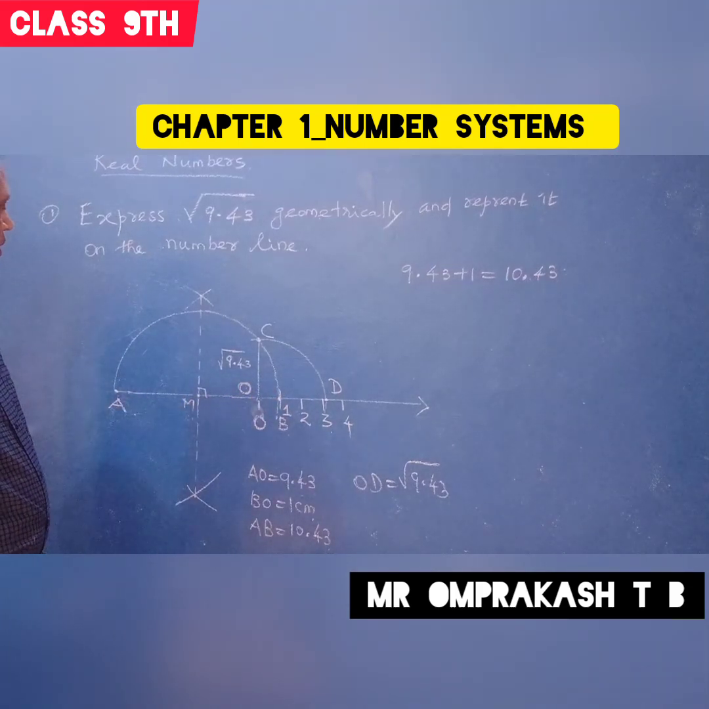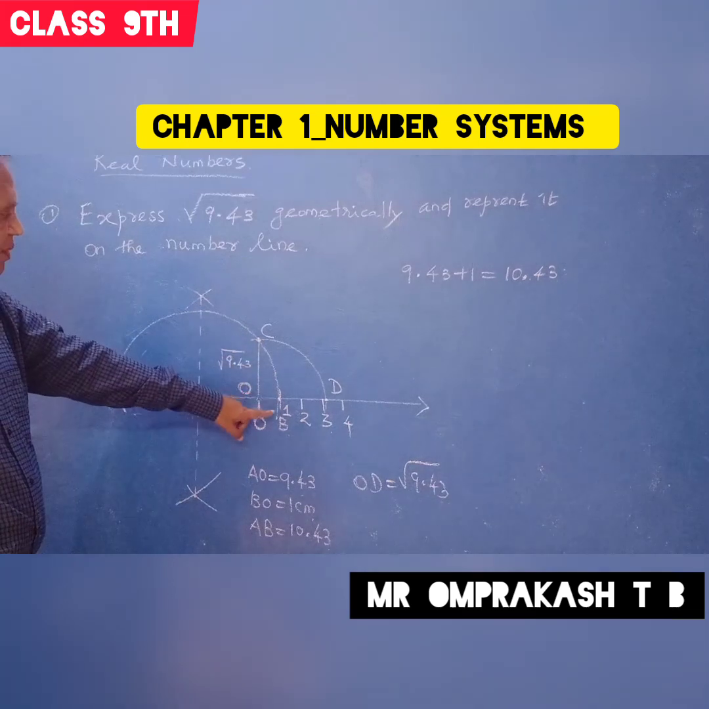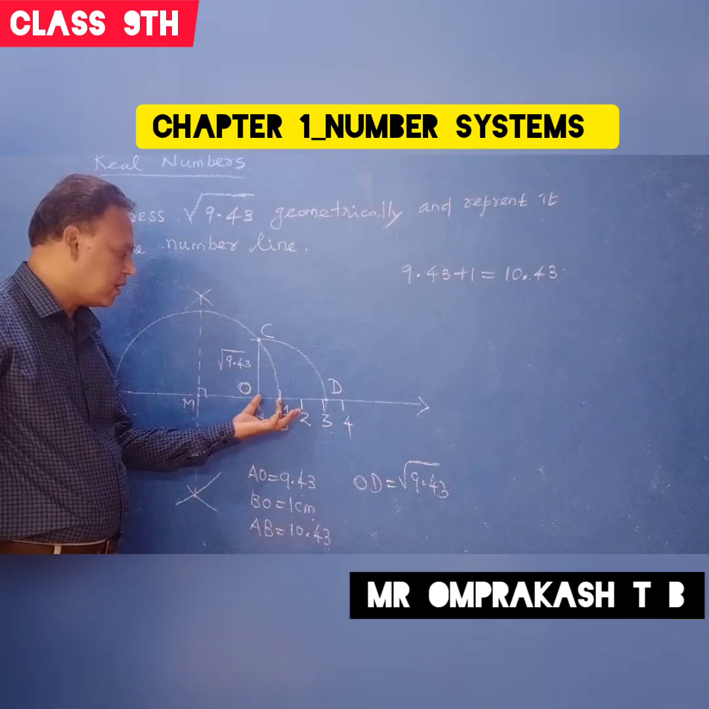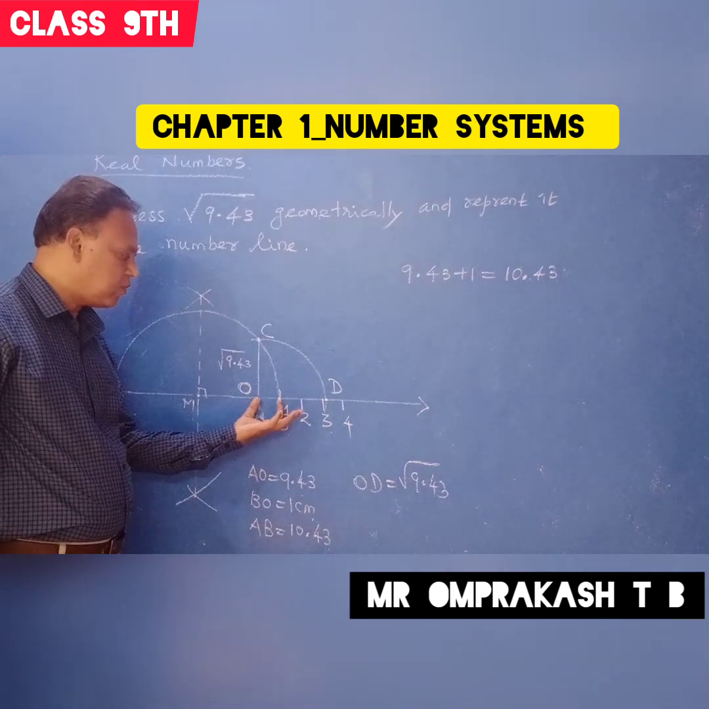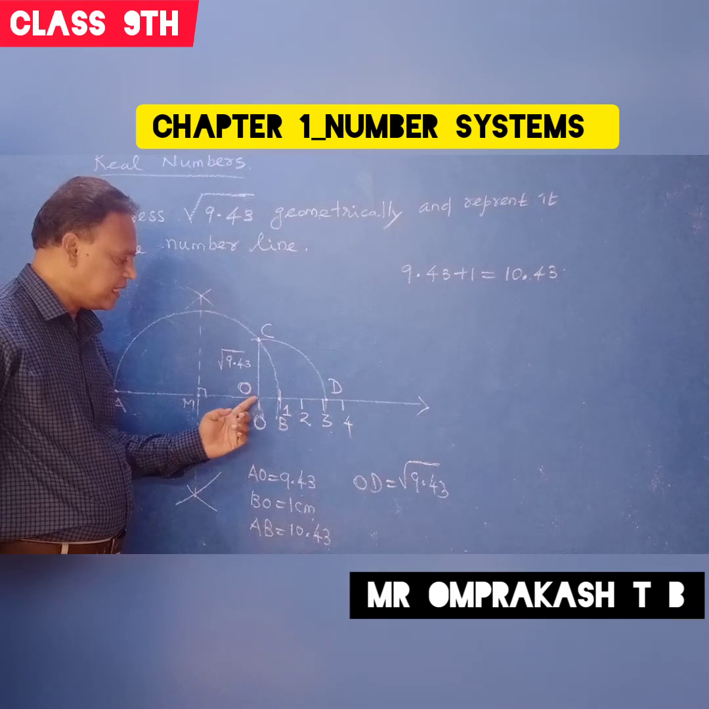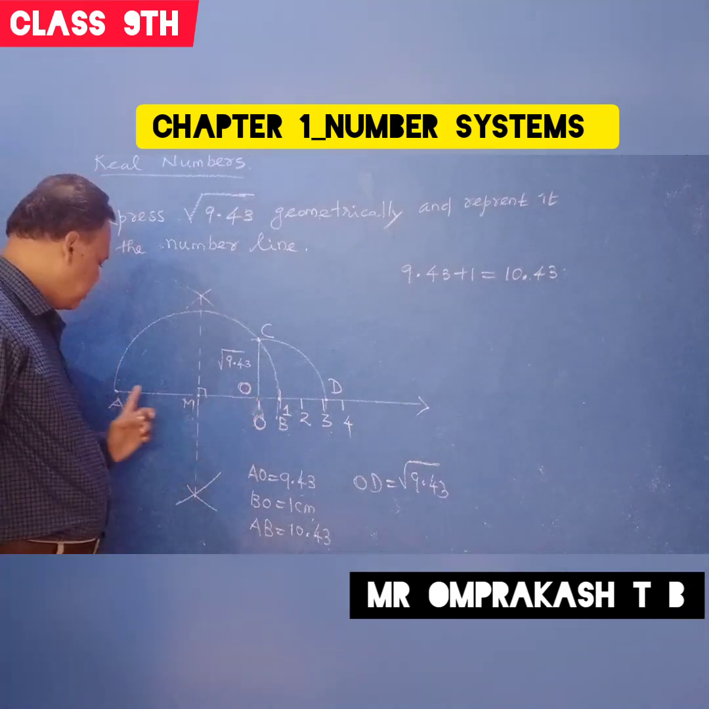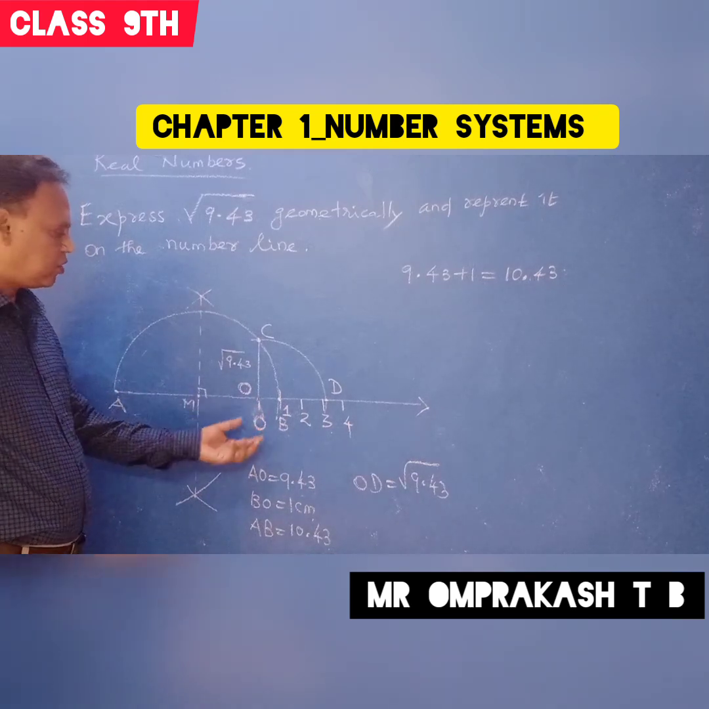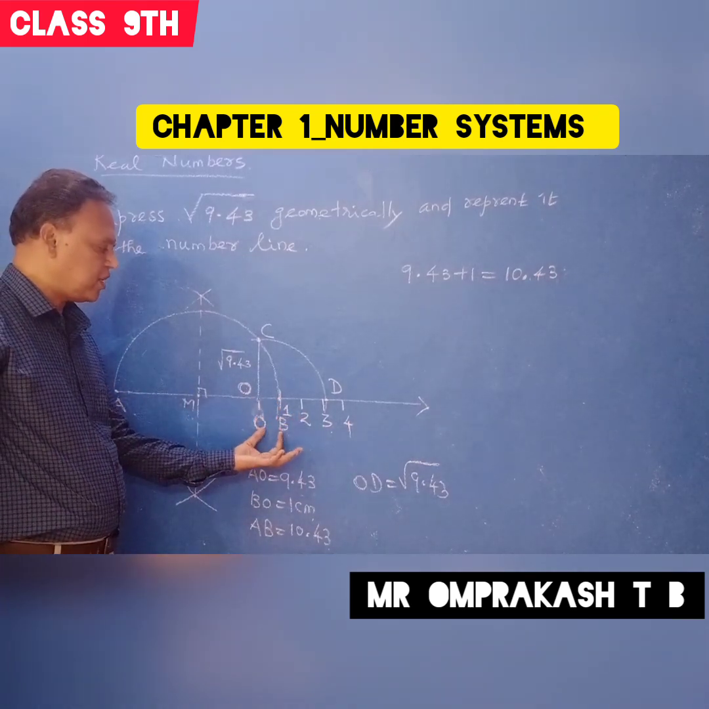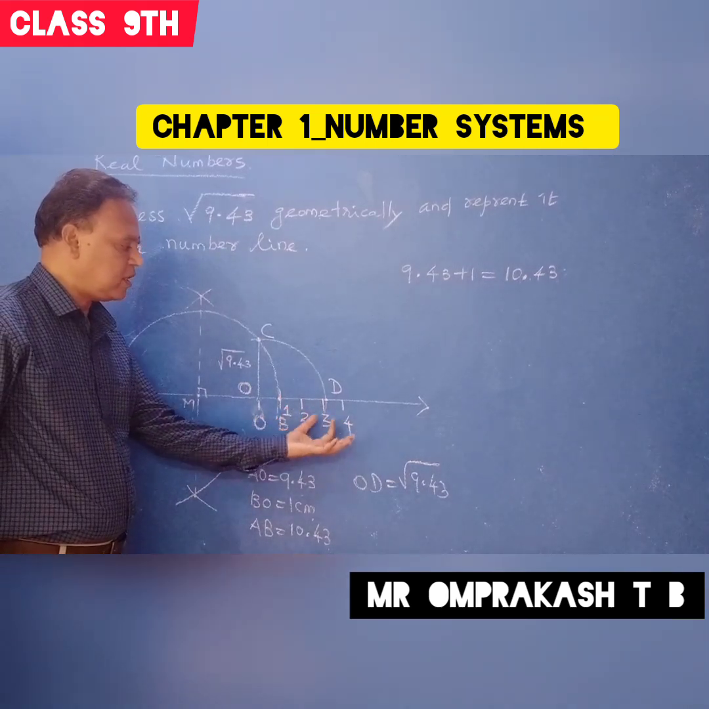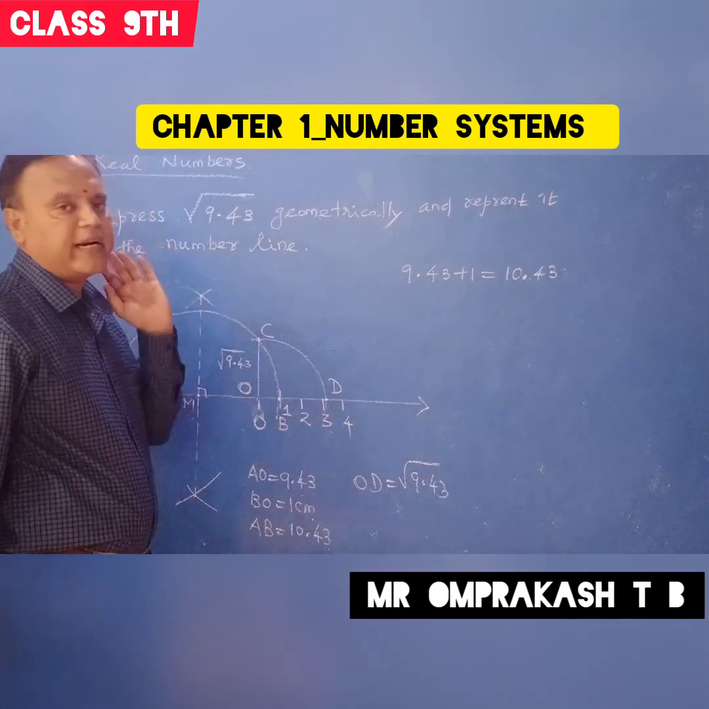Then draw the semicircle. After that, from B you take 1 centimeter. OB is 1 centimeter. Here you take O, which means AO is 9.43. You take this as 1 centimeter, then the next 1 centimeter gives 2, the next gives 3, the next 4. Like this you can write the number line.